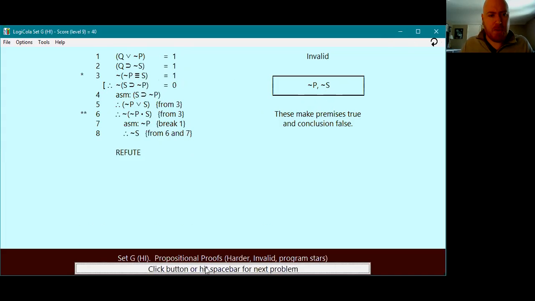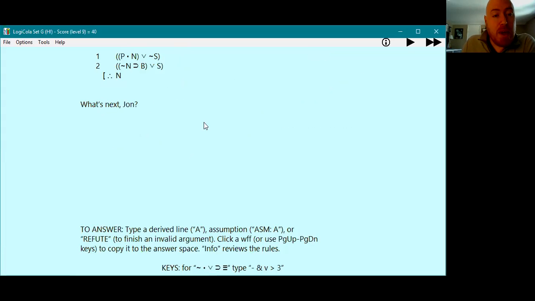I lied. We're going to do one more. Oh, here we go. All right. So either P and N or not S. Either if not N, then B, or S, therefore N. All right. So our conclusion is a single sentence letter here. So let's just assume not N as our conclusion, or right, we're assuming the opposite of the conclusion. So the conclusion is N, we're assuming not N.